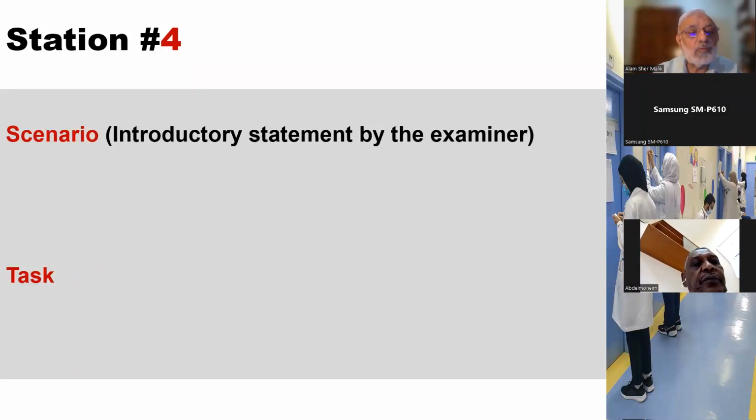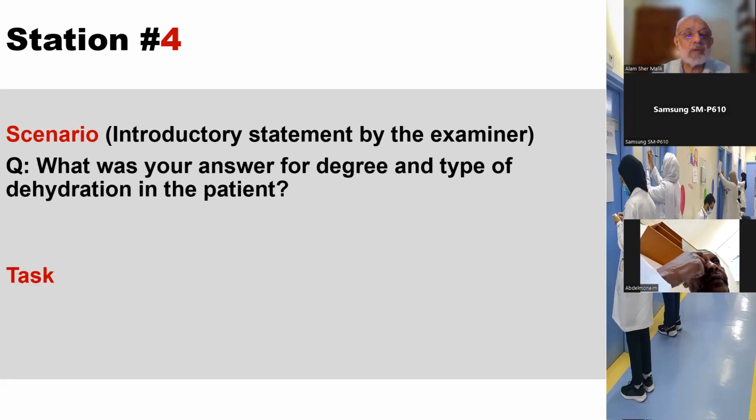Now we move on to the fourth station, still following the same scenario. It would start with the question again, and the examiner would ask the student, what was your answer for degree of dehydration and type of dehydration in this patient? Because the student has already answered these questions on the previous stations, and they have been assessed on that.